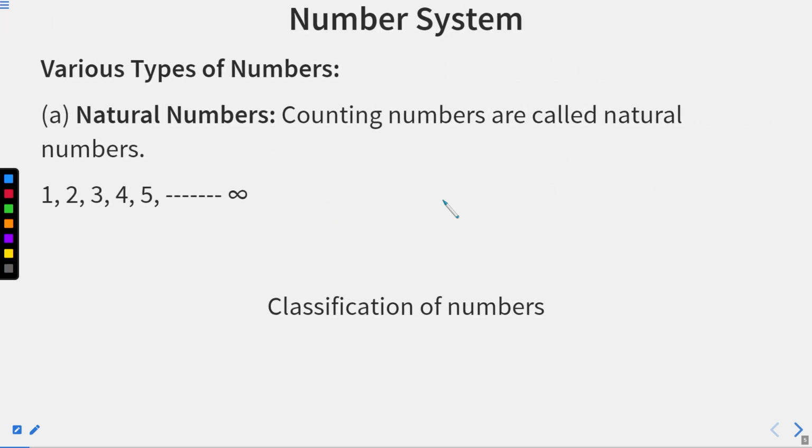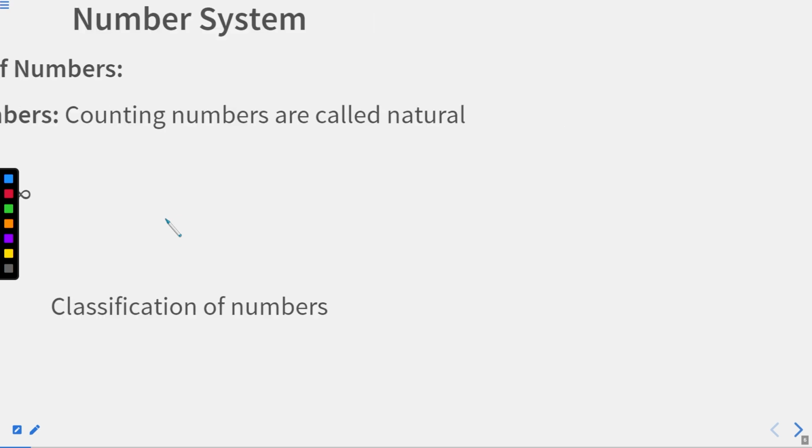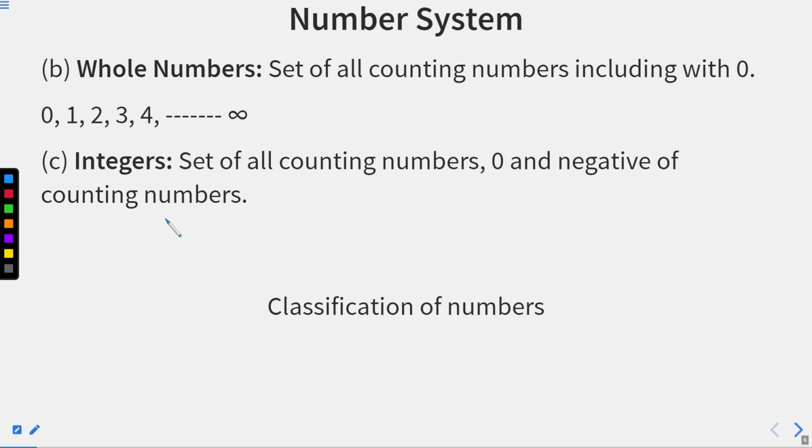So next, what are various types of numbers? First of all, we have natural numbers. Numbers that we use for counting are called natural numbers. So what are natural numbers? 1, 2, 3, 4, 5 to infinity. If anyone asks you what natural numbers are, you can simply say the numbers starting from 1 and going till infinity are what we call natural numbers.